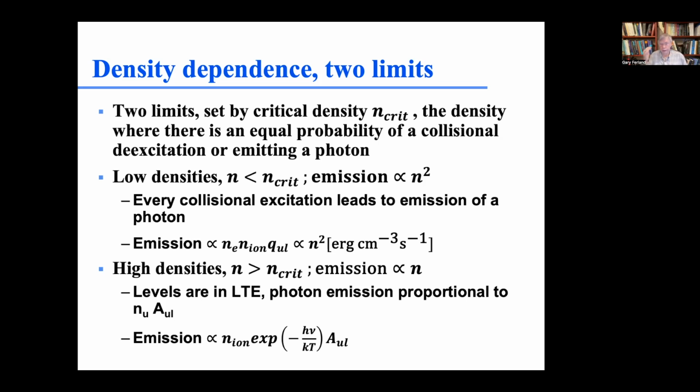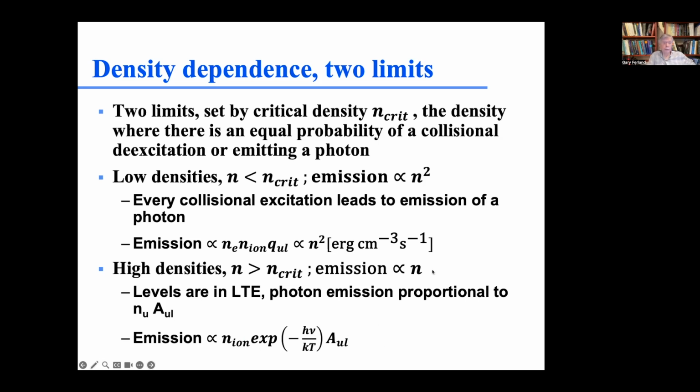At low densities, we can neglect collisional de-excitation, so every excitation makes a photon, and the emission in a line per unit volume depends on density squared. You go through the equations and you end up with this kind of a rate. At very high densities, the levels have come into LTE, so the population is simple again. In that case, the emission per unit volume is proportional to the density itself. You can follow through the equations. You have a Boltzmann factor here, the density of the O3, a Boltzmann factor, and the A is the emission coefficient.